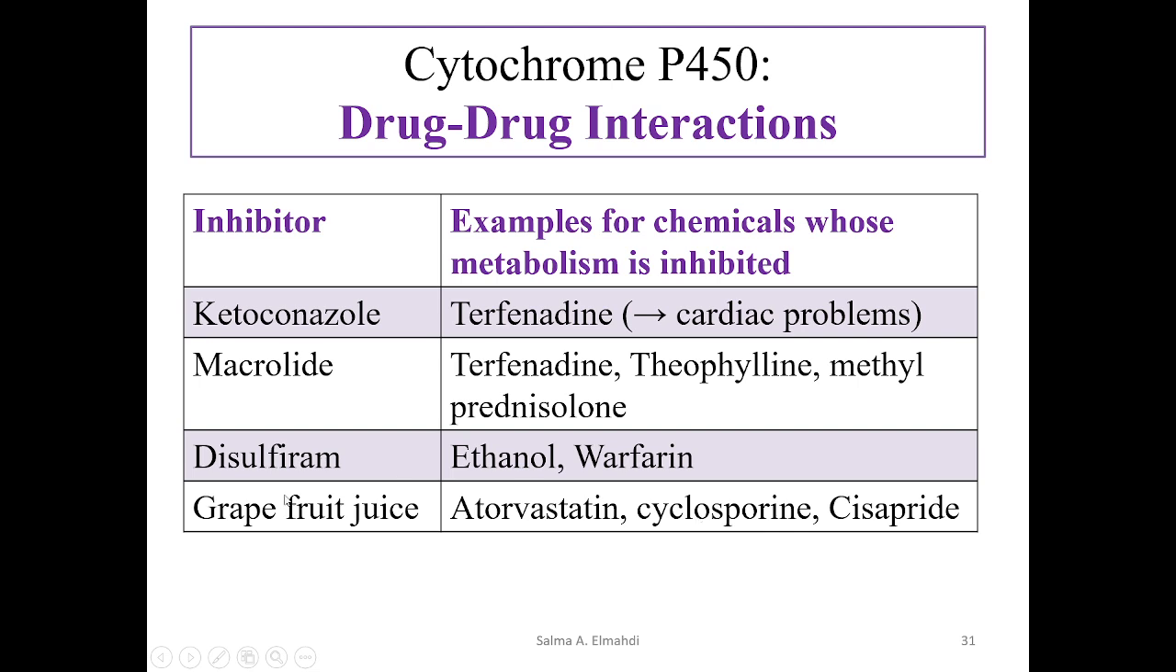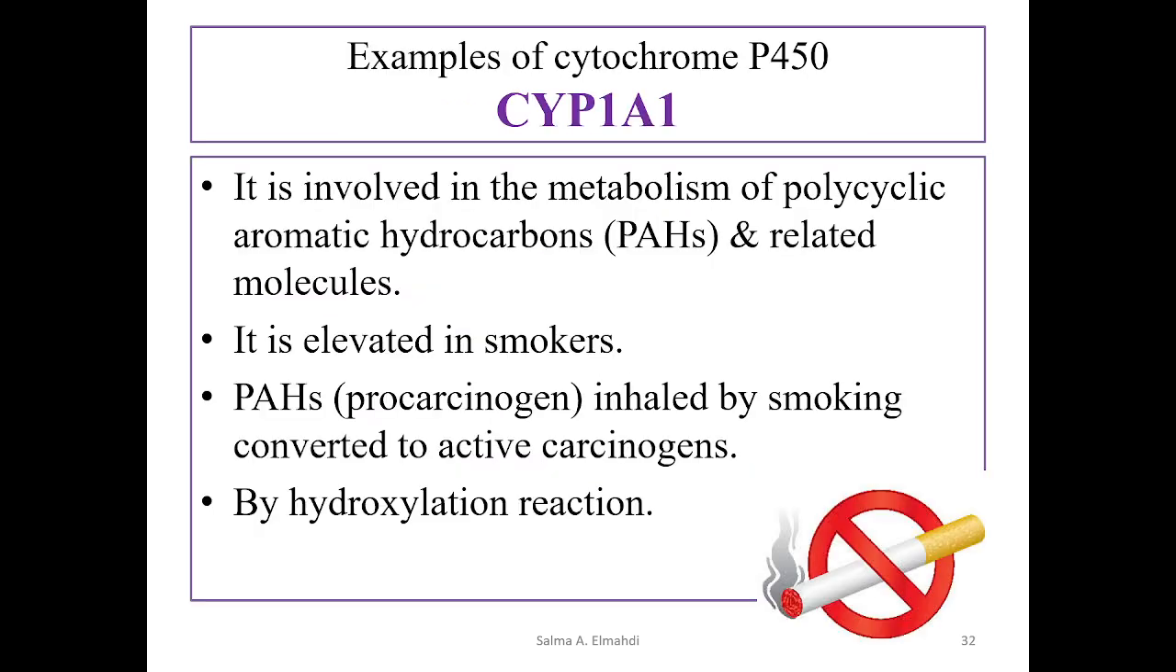cisapride. You also need to warn your patients who are on coumarin anticoagulants such as warfarin to be careful and to avoid grapefruit juice, because grapefruit juice has an inhibitory effect on cytochrome P450, and it will lead to accumulation of warfarin. So the same dose of warfarin will be more than usual, and it can lead to bleeding tendency.